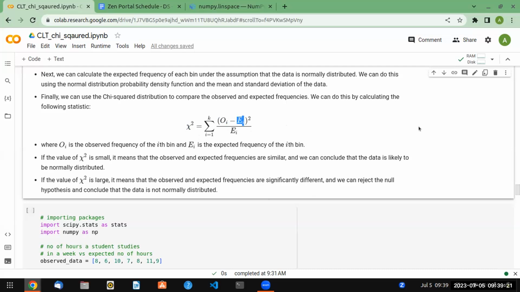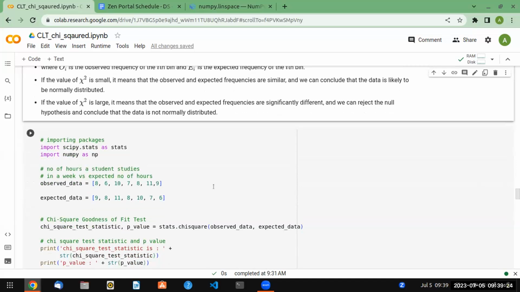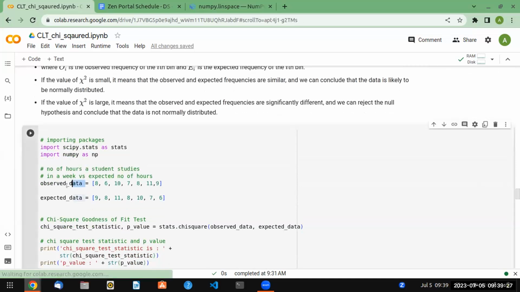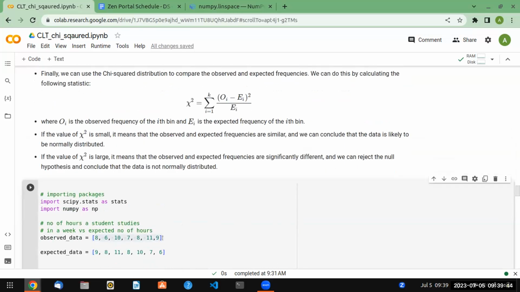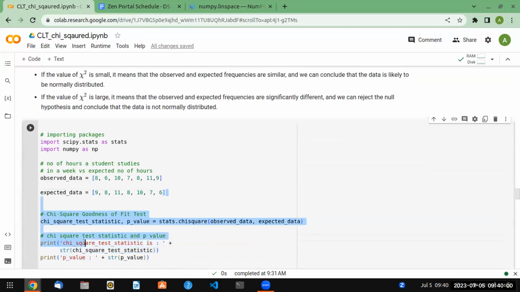For a quick example, I have created one small example to help you understand. This is your observed data, your x1, x2, x3. Forget about the bins here. This is a small example, so let's consider you are not creating bins. You are just going for the direct numbers. This is my observed data, meaning the data you have been provided with. Expected means the data from a normal distribution.